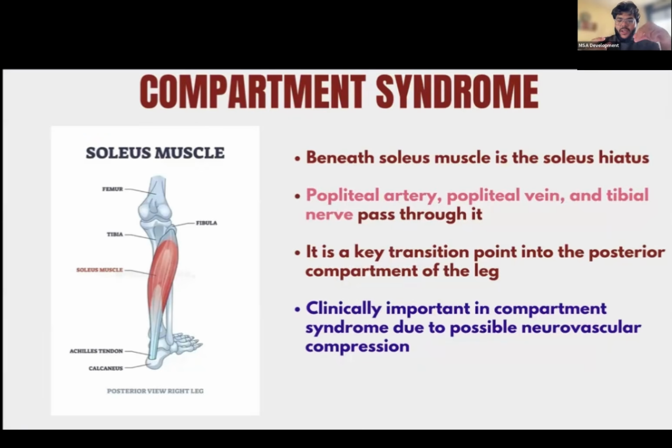So what will happen is that when there's compartment syndrome, pressure will start to build up inside the fascial compartment of the posterior compartment, and this will cause the compression of the neurovascular structures. Okay. This will lead to ischemia and nerve damage.